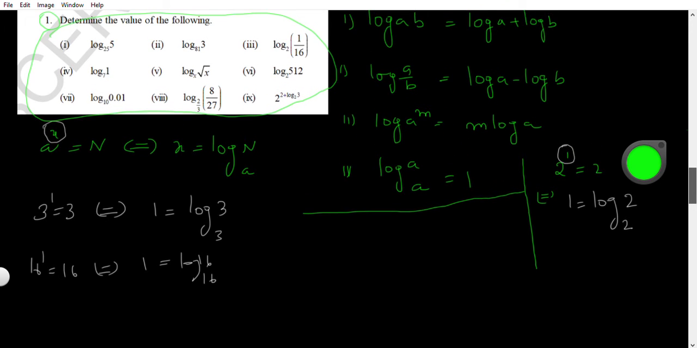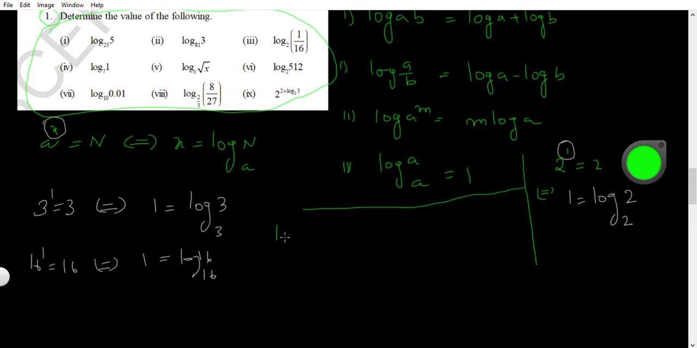The first one is logarithm of 5 to the base 25. See here, we can write logarithm of 5 to the base 5 square, 5 square is nothing but 25. Here, by applying the power rule, we can write 1 by 2. Keep in mind, 1 by 2, this is the power.